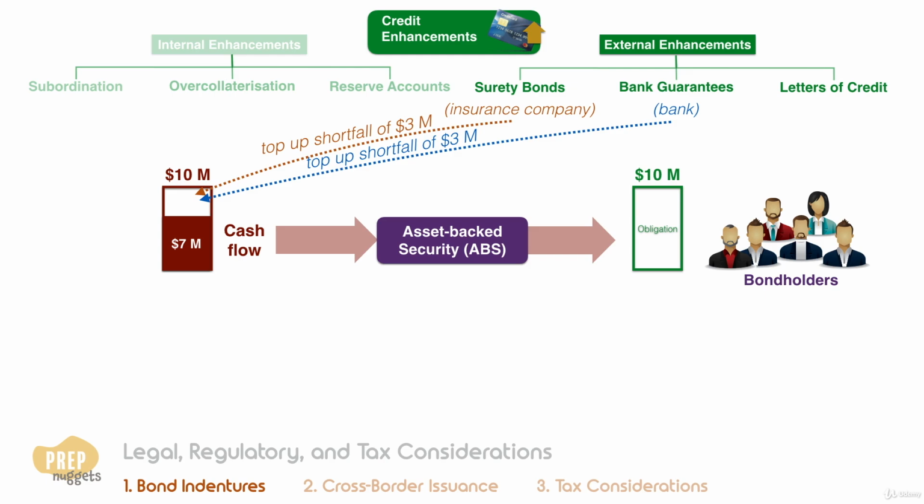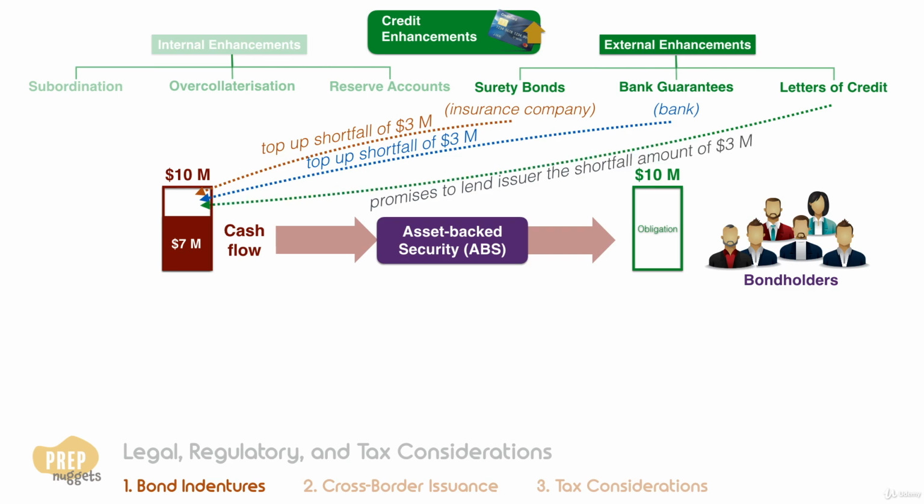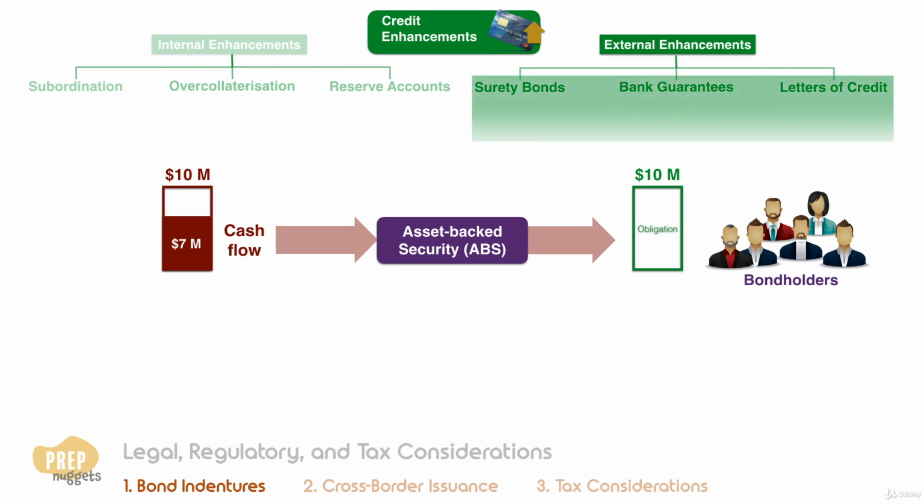A letter of credit works under similar circumstances. The difference here is that it is a promise to lend the shortfall amount to the issuing entity instead of paying out the amount. While all three of these external credit enhancements increase the credit quality of debt issues and decrease their yields, deterioration of the credit quality of the guarantor will also reduce the credit quality of the covered issue.